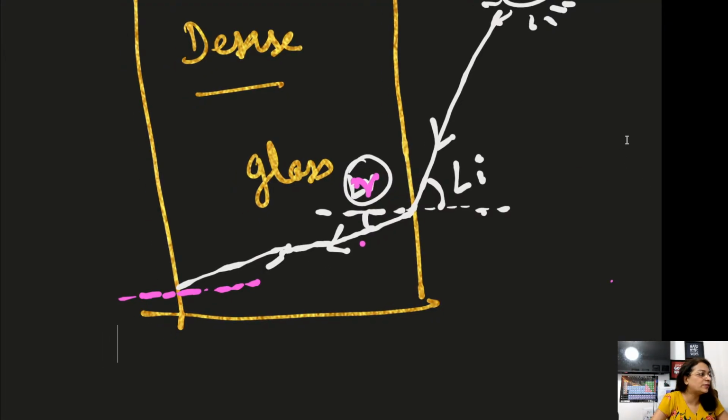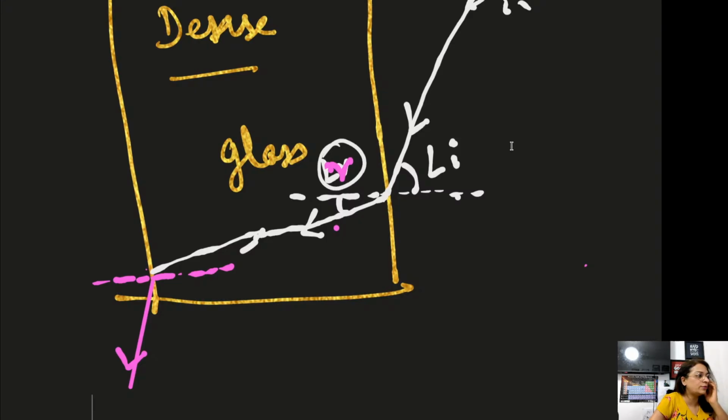Tell me what will happen with the ray now. Will it go close to the normal or away from the normal this time? Type in the chat. The ray is now coming out, very good. It will go away from the normal like this. Okay, so that's all your refraction is. If you know the basics, that will be great.